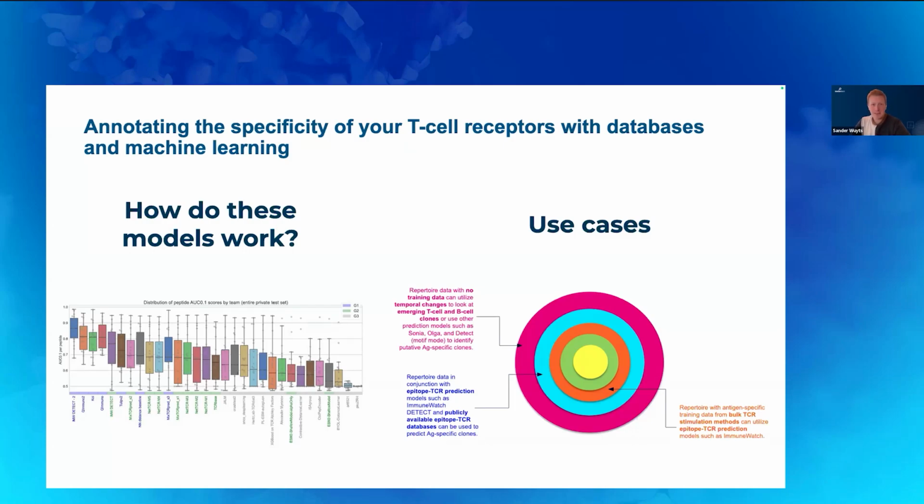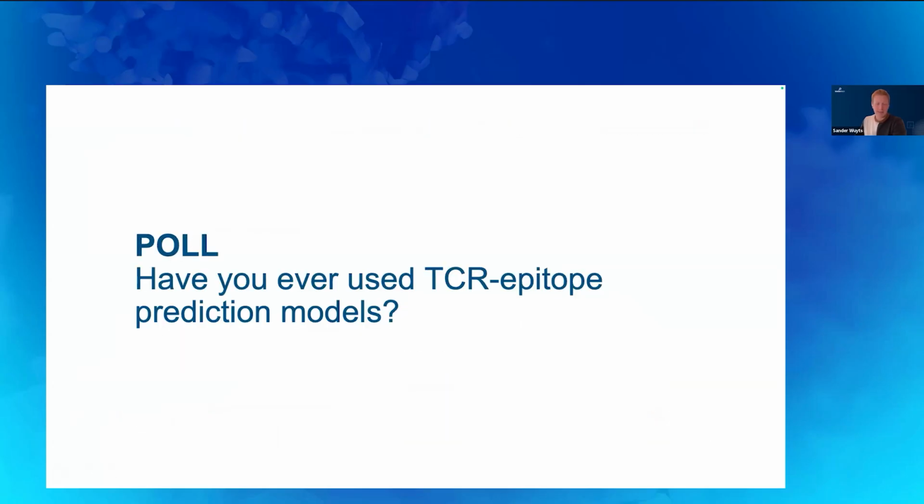So for the next part of the presentation, I will tackle two topics. First of all, I will look into how these models work. And secondly, I will also present some use cases where we effectively applied these T-cell receptor specificity models. But first of all, to get to know the audience a bit better, I'd like to run a quick poll. Have you ever used TCR epitope prediction models before? I will come back to that question later on in the presentation.